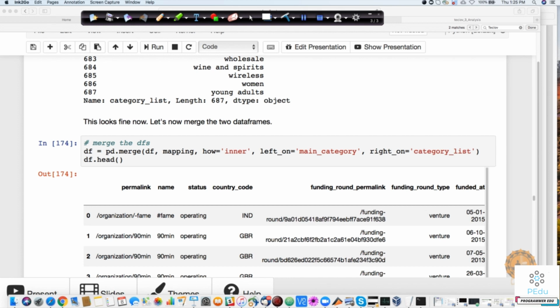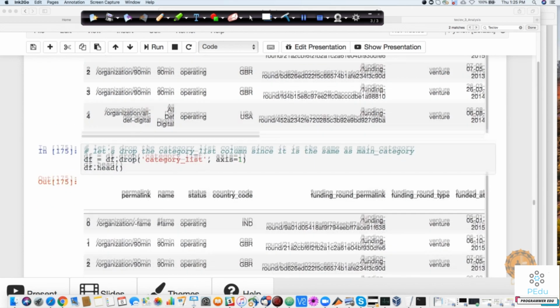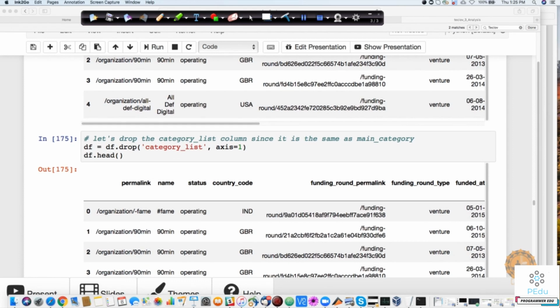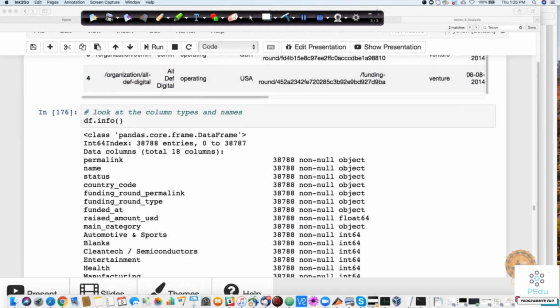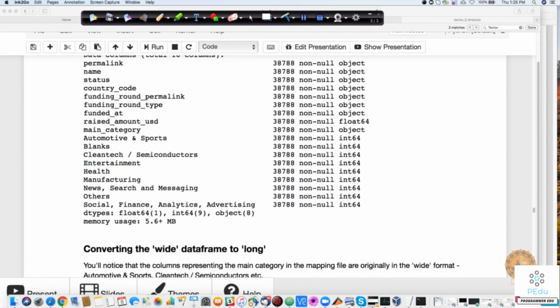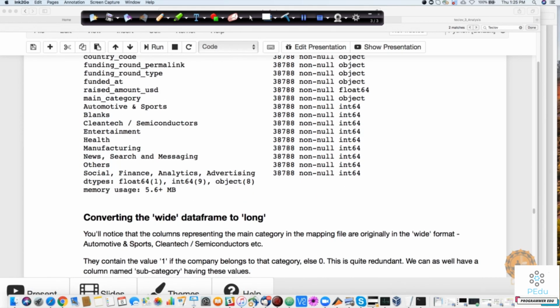Then after that, we can merge these two data frames. So DF and mapping, do an inner join, or a left join, basically on these two columns. Once you have done the merge, this is your data in front of you. Once we got it, maybe we can remove the old category list, because let's not keep the duplicate. And let's look at the information. This is what the data looks like.